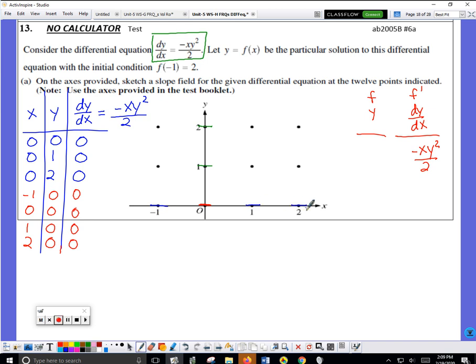We're on the AP test. If you're using a pencil, do you have to draw your line dark enough that they can see it? Okay. Yeah, they are looking for the drawing.